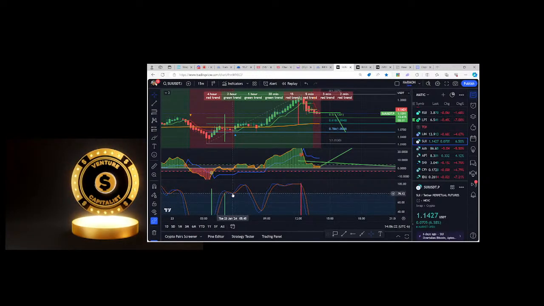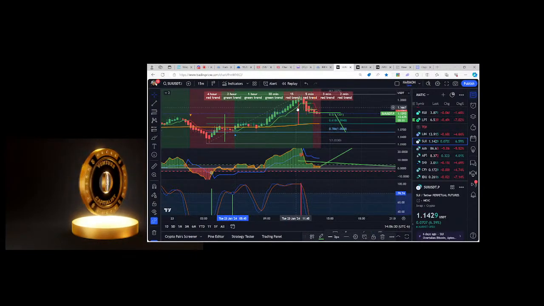It pulls back one time, starts to head back up. See how it bounces off the 80? Boom, my entry right there. I get in here, there's my run, right?